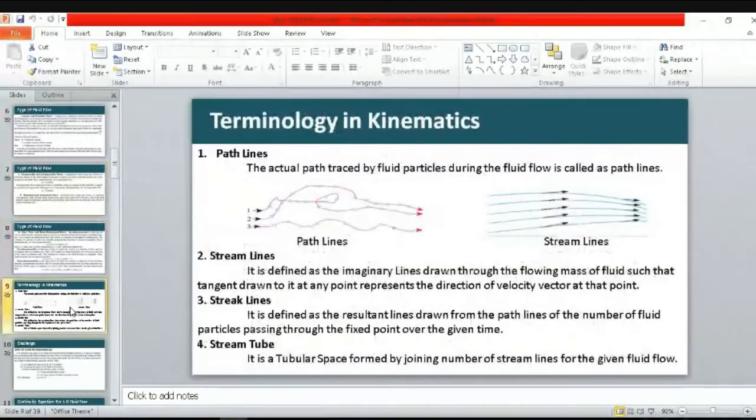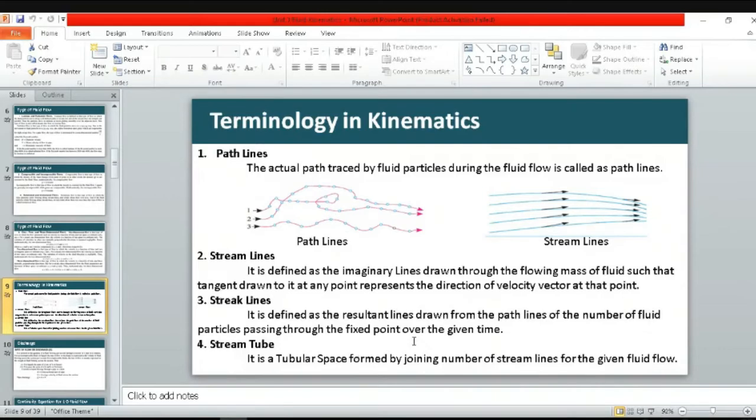Okay. After that, we had seen some basic definitions. It deals with kinematics. So first is path line. Path line is the actual path traced by a fluid particle during the fluid flow. So the actual path of the fluid particle, that line is called a path line. Then streamline. Streamline is simply defined as an imaginary line drawn in the flowing mass of fluid such that the tangent drawn at any point represents the direction of the velocity vector at that point.